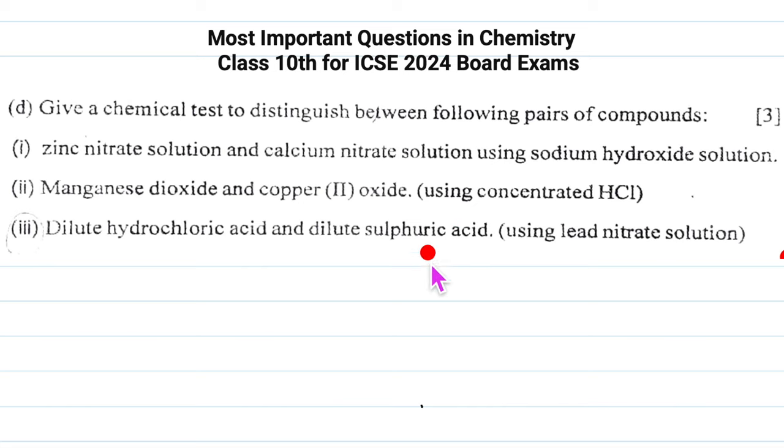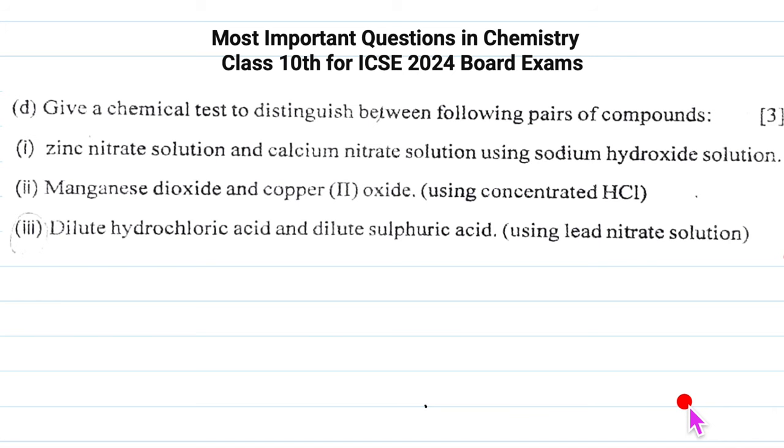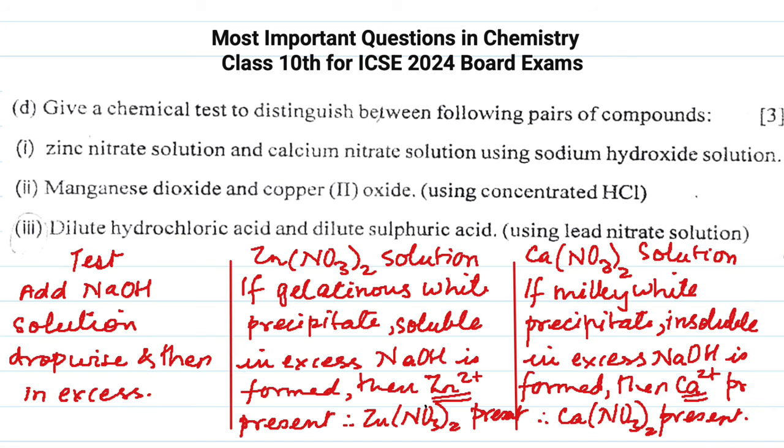So let us see how we write down these tests. We write our first answer like this by making 3 columns. Add NaOH solution dropwise and then in excess. If gelatinous white precipitate, which is soluble in excess of NaOH, is formed, then Zn2+ is present and therefore zinc nitrate solution is present. For calcium, if milky white precipitate, which is insoluble in excess of NaOH, then Ca2+, that is calcium nitrate, is present.